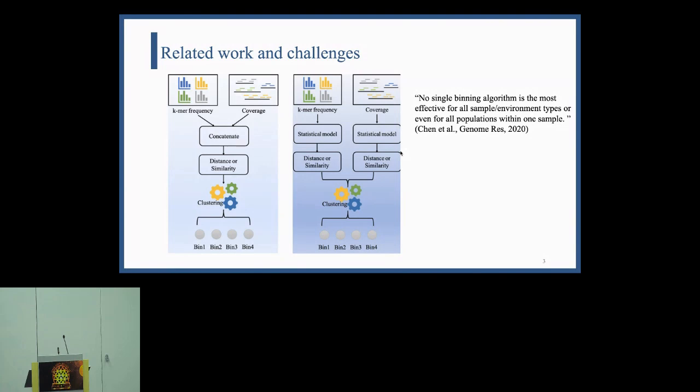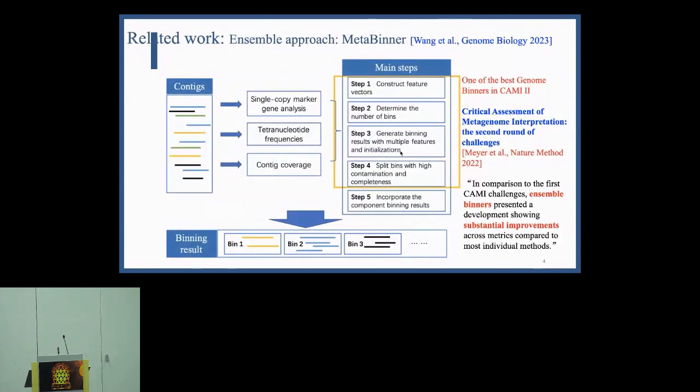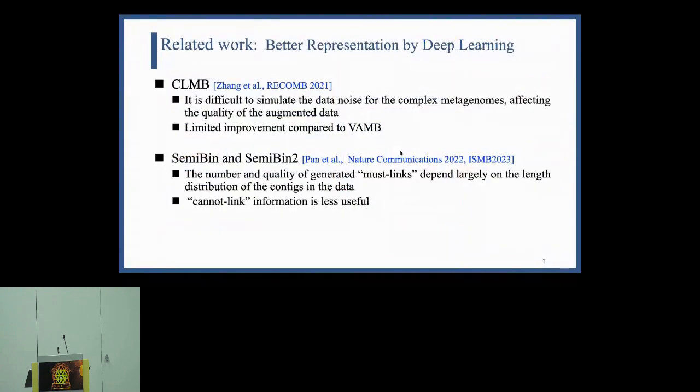To address the challenge of contig binning, there are mainly two different approaches. The first is to use an ensemble approach to integrate methods using different features, such as k-mer frequency and coverage information. And the second approach is to learn a better representation using deep learning. Previously, we have developed an ensemble method, MetaBinner, for improving the performance of contig binning, which achieved good performance in the CAMI2 challenge. Today, we focus on the second approach.